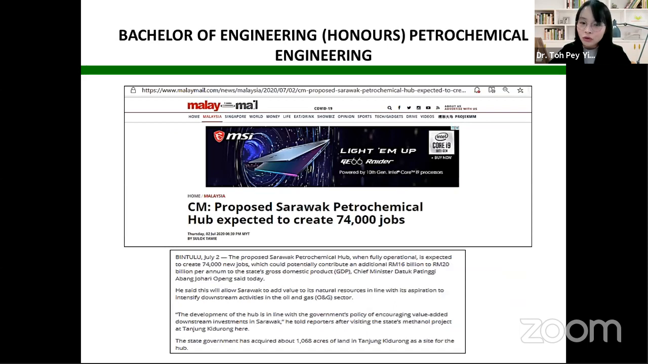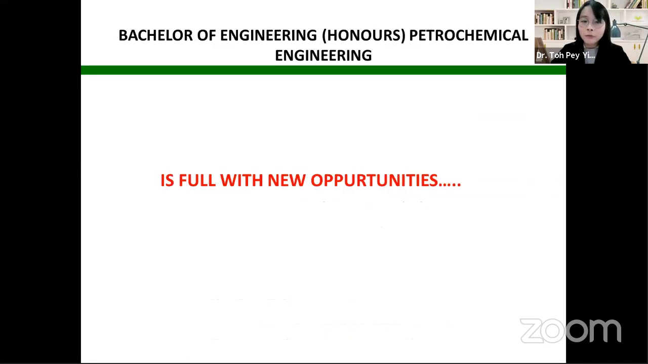Okay, this news shows you a project, the Petrochemical Hub project, proposed to be built in Sarawak. From here, they predict around 74,000 job opportunities will be available soon. Okay, so from here, what we can find is that the petrochemical engineering field now contains a lot of opportunity. For sure, graduates from this program have a lot of opportunity in their career.